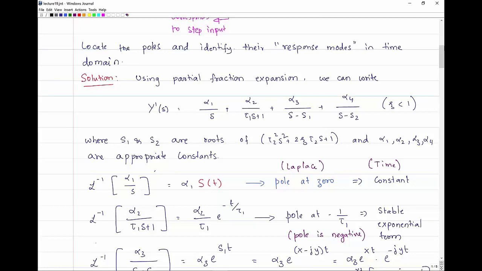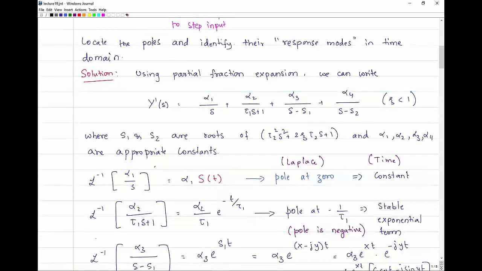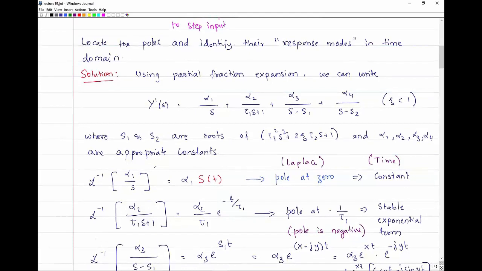In Laplace domain, alpha 1 over s has a pole at 0, and in time domain, it corresponds to a constant. The second term, alpha 2 over tau 1 s plus 1, corresponds to an exponential term in time domain. And the following interpretation is true for this mode. In Laplace domain, this particular term has a pole at negative 1 over tau 1. Notice that this pole is negative because tau 1, the time constant, is always positive, and it corresponds to a stable exponential term in time domain.